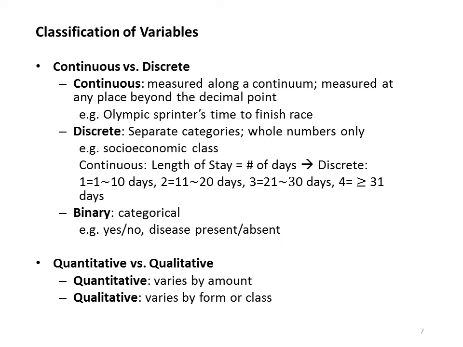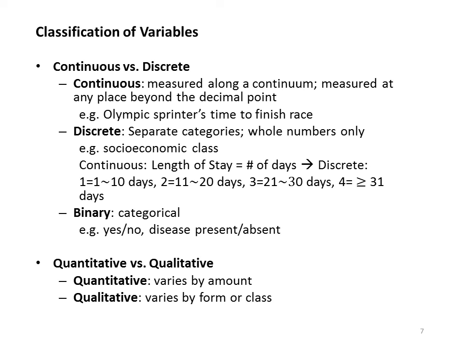Variables can be classified as continuous or discrete or categorical variables. And continuous variables are measured along a continuum, and they're measured at any place beyond the decimal point. And discrete or categorical variables are separate categories, and they can be whole numbers only. An example of a continuous variable is the length of stay. And if you code it, it will be the number of days that the participants have stayed in the facility.